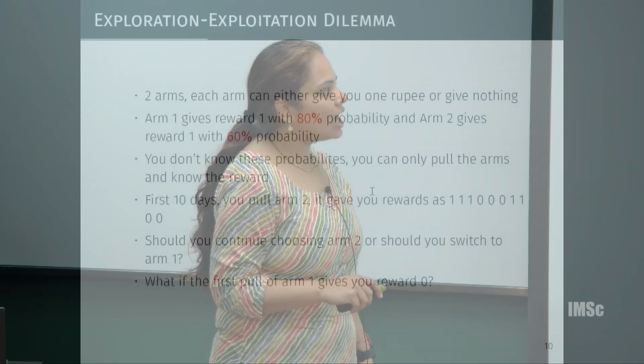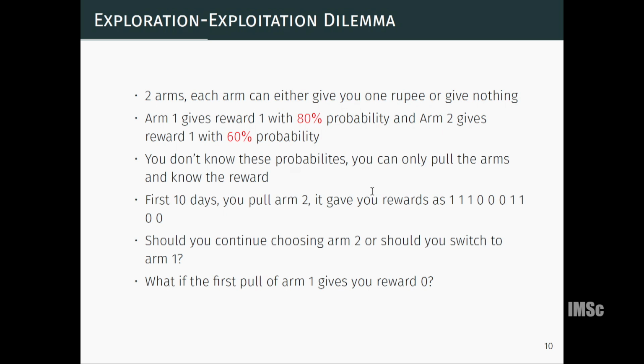Let us take an example. Suppose you have two arms, each arm can either give you 1 rupee or give nothing. Arm 1 gives reward 1 with probability 0.8 and arm 2 gives reward 1 with probability 0.6. You do not know these probabilities, you can only pull the arms and know the reward. Let us say because you do not know this, you end up choosing arm 2. Arm 2 gave you the reward, first time you pulled it gave 1, second time it gave 1, third time 1, and so on and so forth.